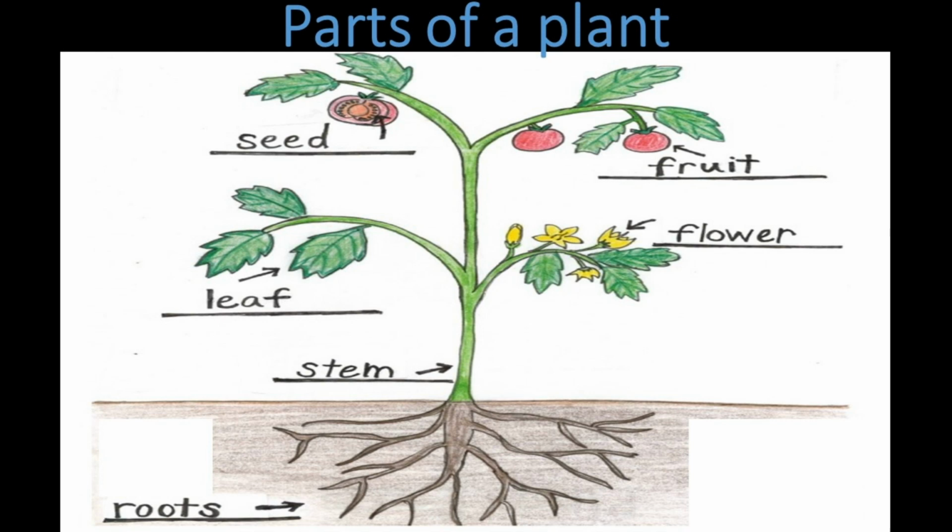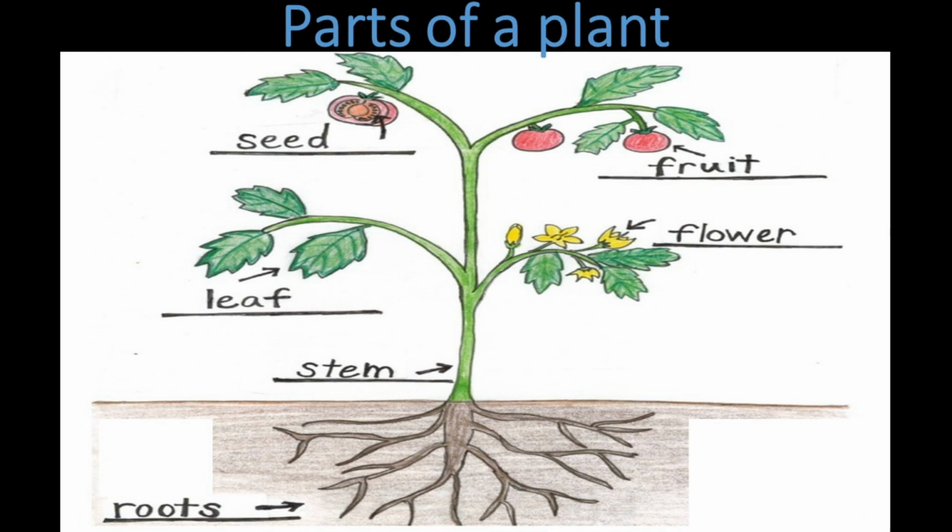Shoot or stem. The shoot grows upwards from the soil. It grows little leaves and branches. This functions as a straw. It takes the water and minerals that the root has collected and transports it to the leaves, branches, and other parts of the plant.